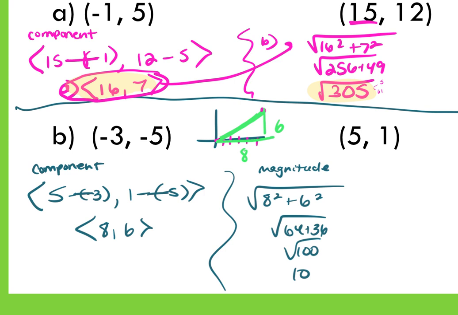Like if I had 3, 4 for my change in x and my change in y, what's going to be my magnitude? 5, right? All of your triples will work that way too, because you can form a right triangle from these lengths, okay? Questions so far?